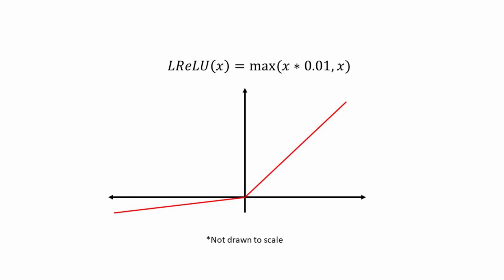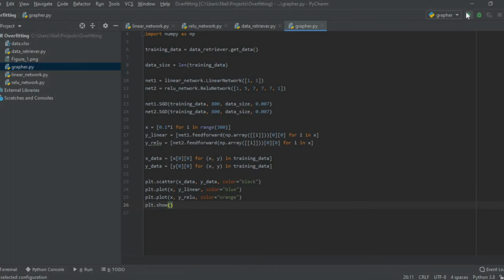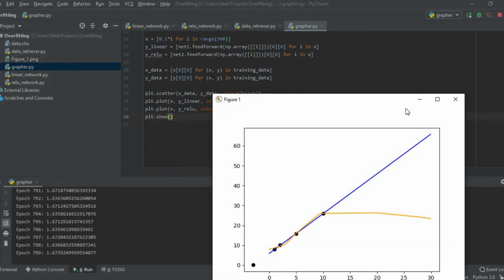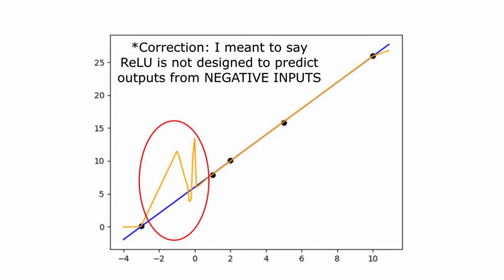So to combat this, I tried to instead use a leaky ReLU, which is almost the same as a normal ReLU, but it has a slight positive slope in the negative input region, which should allow the neuron to continue training. I changed the ReLU network to implement this and reran the code. This time the network was more successful at fitting the data, but it still looked pretty similar to the linear model. Obviously some crazy stuff happens for negative values, but that's only because ReLUs aren't designed to predict negative outputs.